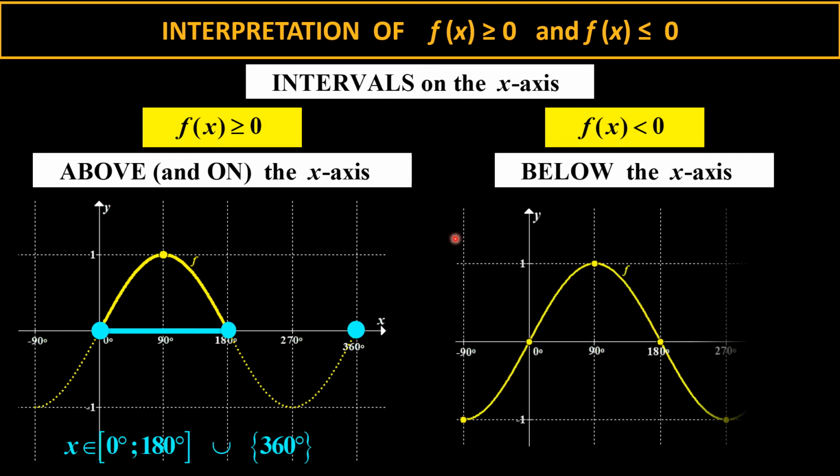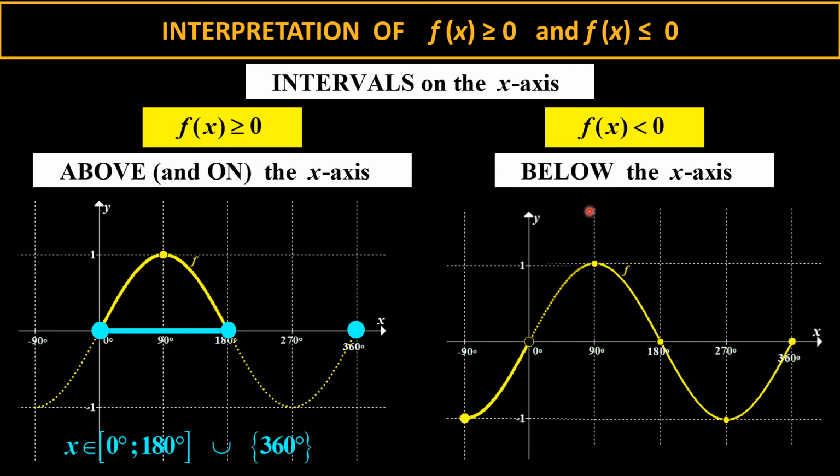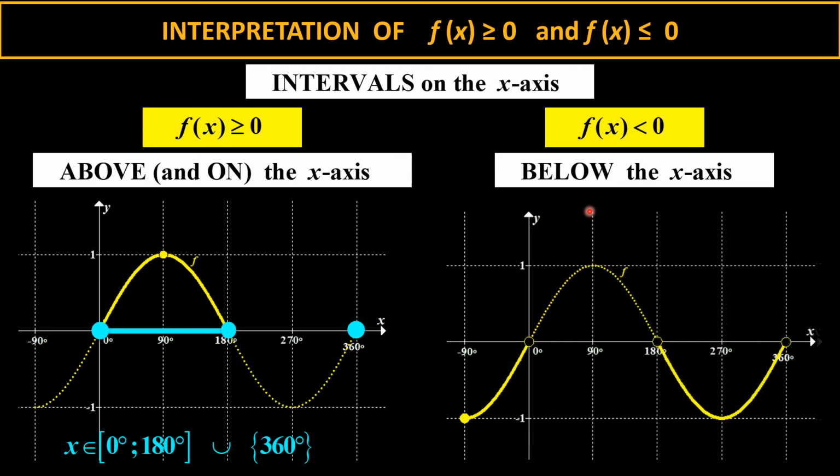Let's look at the other one here. Let's take the same graph, and I want to look at below, but I don't have an equal sign there. So let's highlight it. The below portion I've got in the solid line. This is what I want. So you can see there are two intervals, from negative 90 to 0 and from 180 to 360. Because it's not equal, you see there's an open circle there and there.